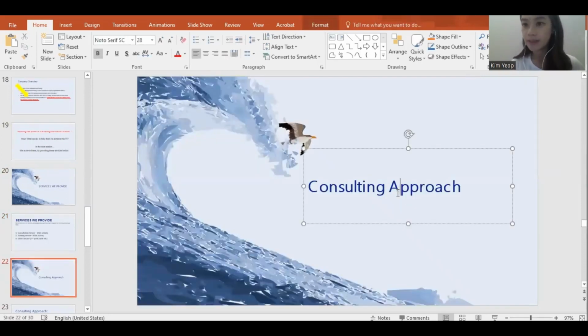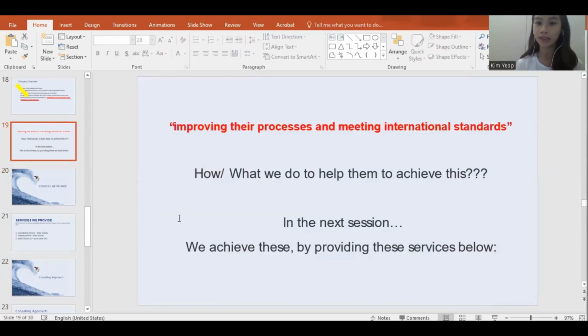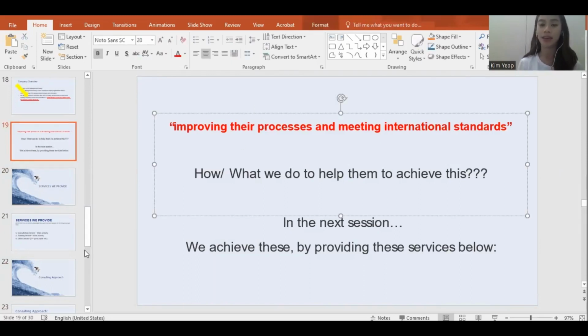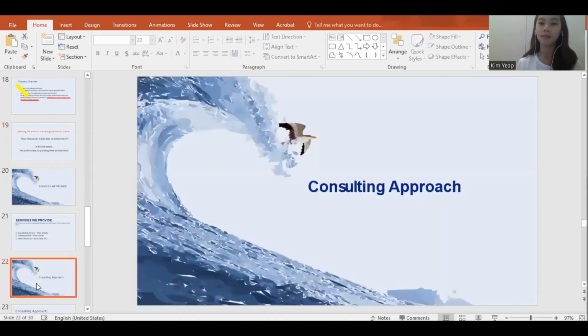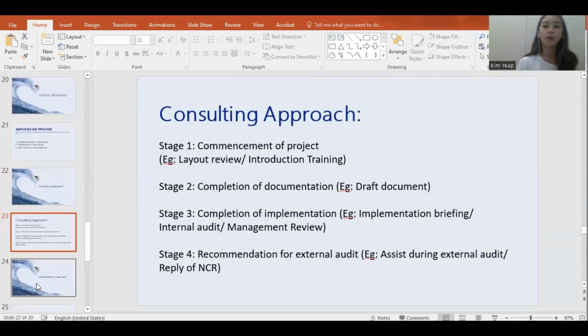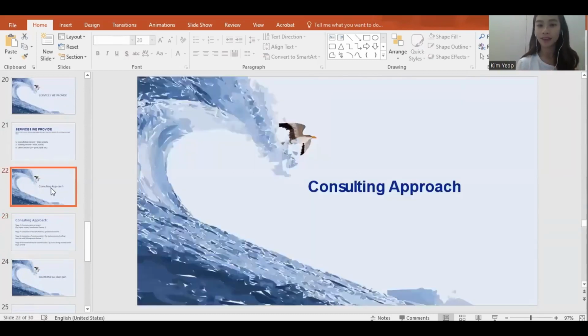For the consultation service, I think my explanation in this session will help you understand how we do the consulting in order for them to achieve this. So let me bring you through this session by telling you how we do the consulting. Okay, let's not focus here first.